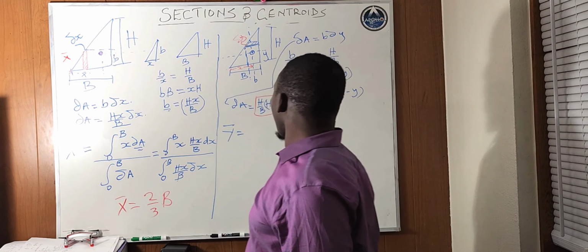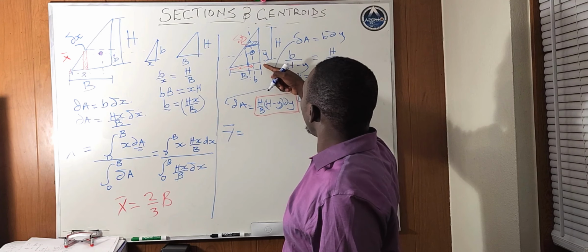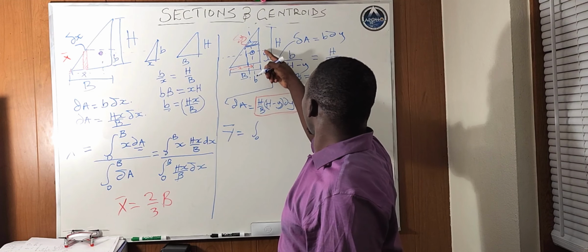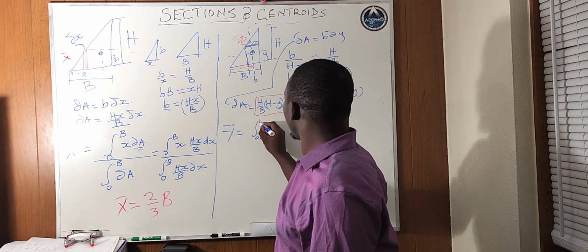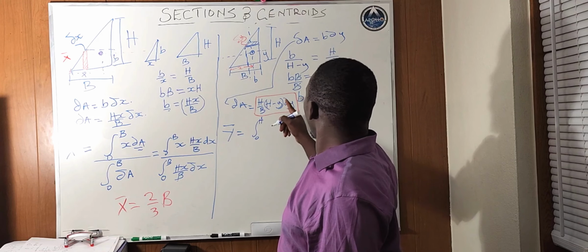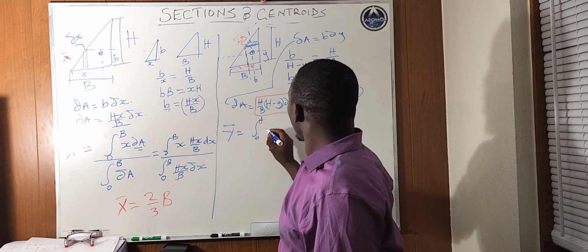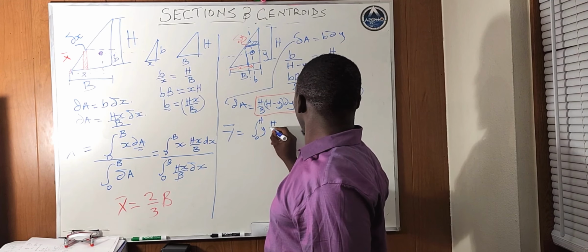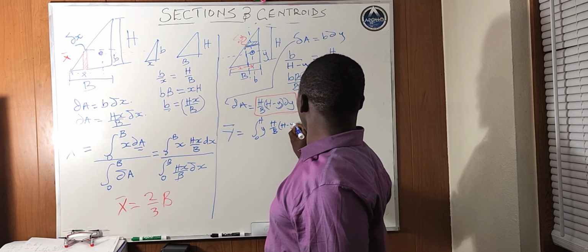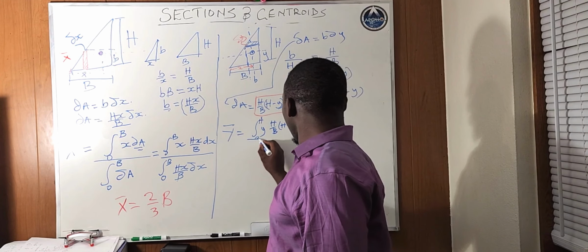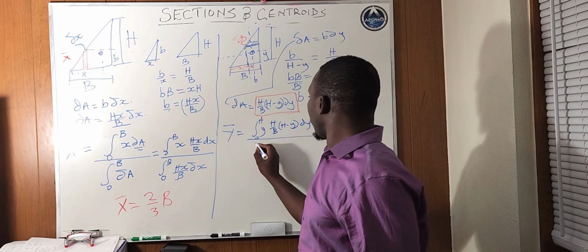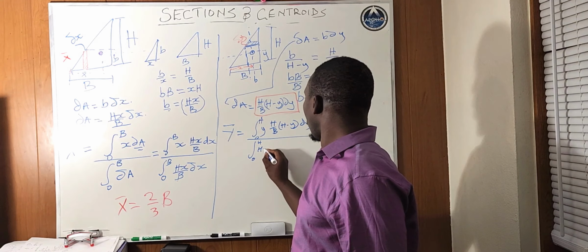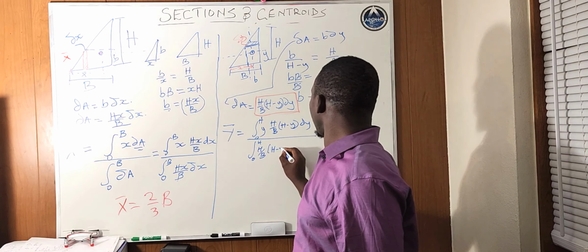Our y bar is given by the integral from 0 to h, the height h, of the moment of area of this strip. y is the distance, times the area. The area will be h over b times (h minus y) dy, divided by the integral from 0 to h of just the area, which is h over b times (h minus y) dy.